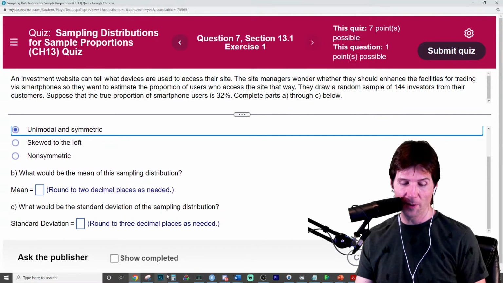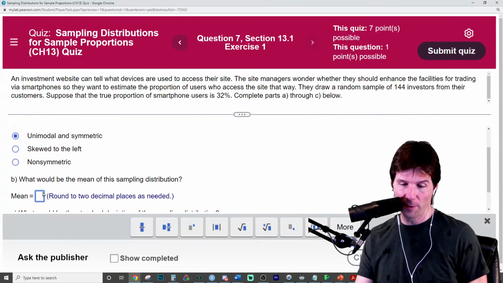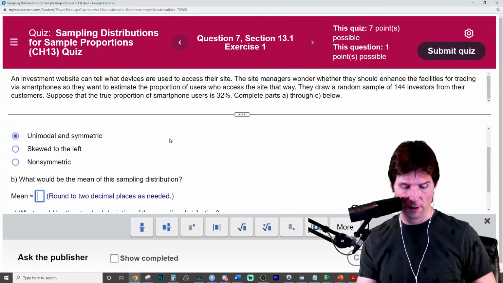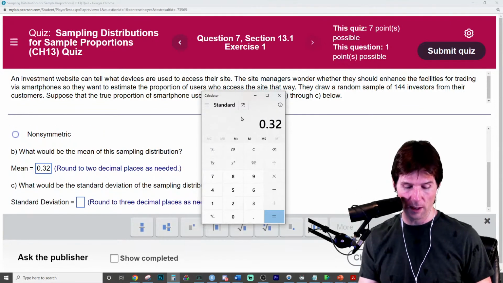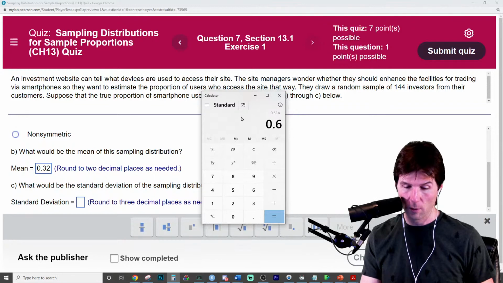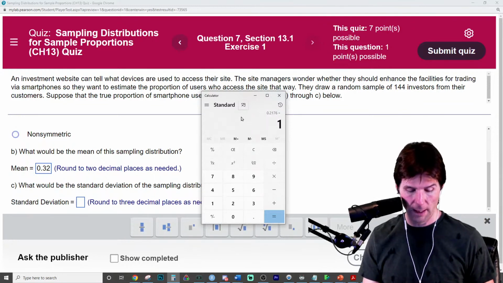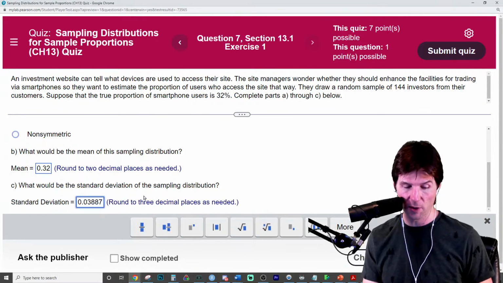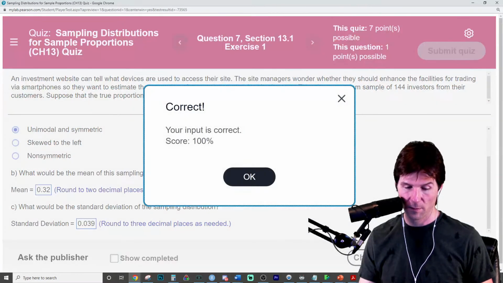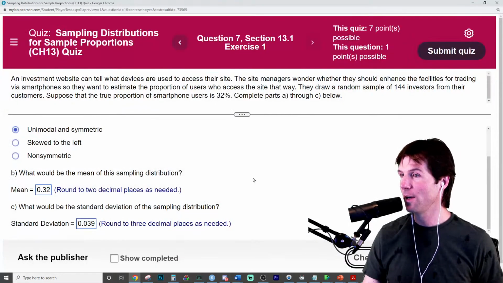What is the mean of the distribution? The mean of the distribution is what we would expect to see, which is the truth. And there's the truth. And the standard deviation of the distribution would be the square root of P times Q over N. And that's the standard deviation of the distribution. I think round up. Yay! Well, that's got it.